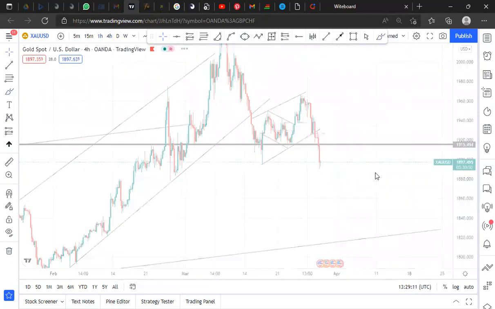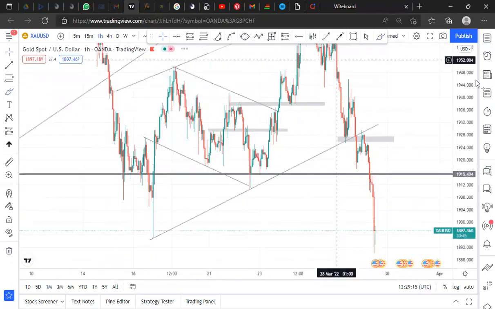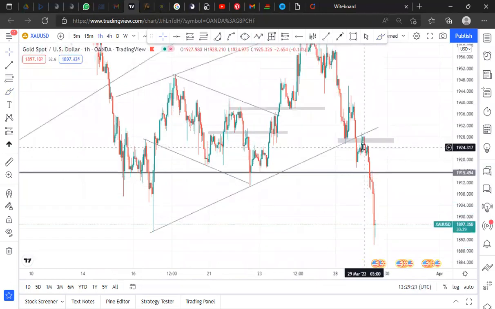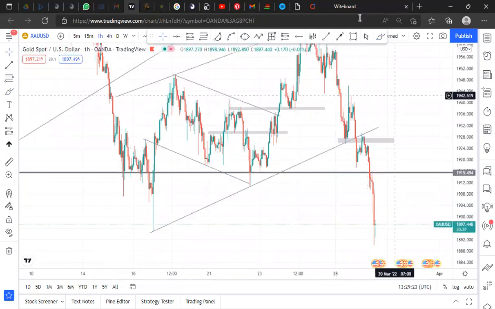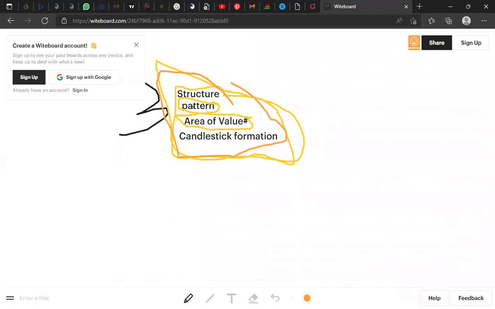If you go down to the 1 hour, you see the entry which I missed. You can see how price actually broke below this pattern, then retested, giving a nice bearish engulfing candlestick confirmation. Ever since, I've actually been explaining the charts based off of these 4 patterns here: structure, pattern, area of value, and candlestick formation.